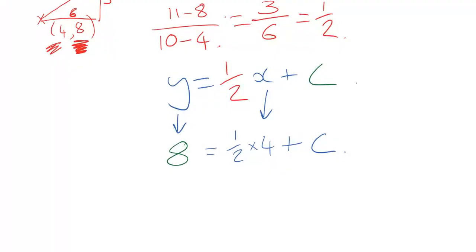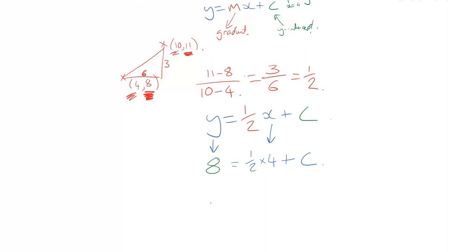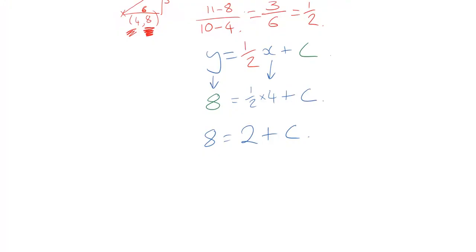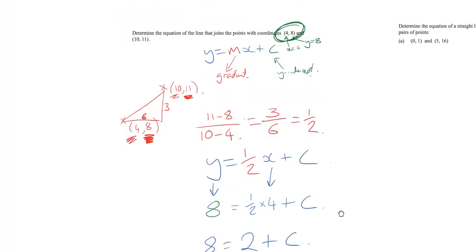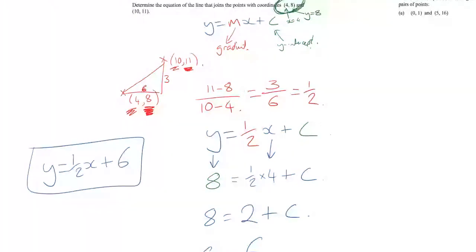This is like an equation now. We've got all the things we need to find out what that c is, because 8 is equal to a half times 4, which is 2, plus c. If I take 2 from both sides, we can clearly see that c is going to be 6. So the final answer to the original question: our equation is y equals a half x plus 6. And I'm finished.